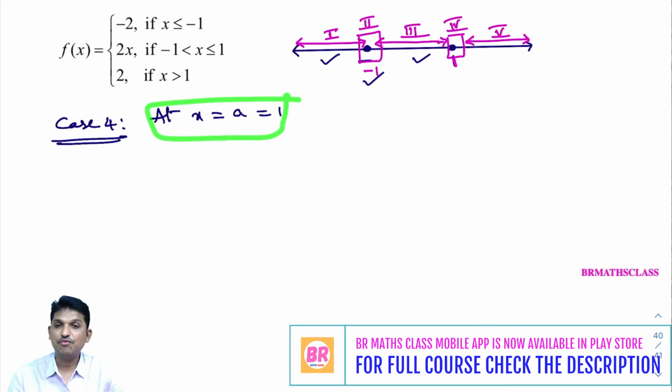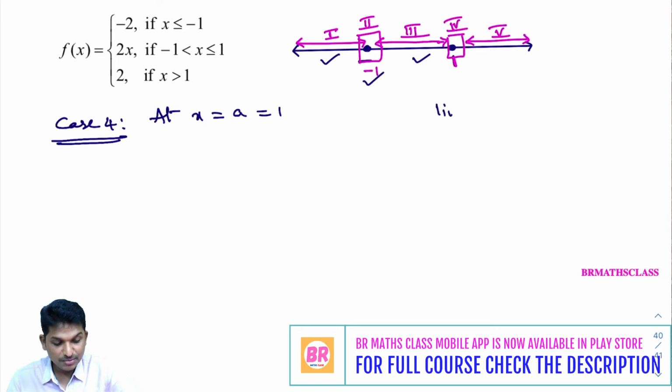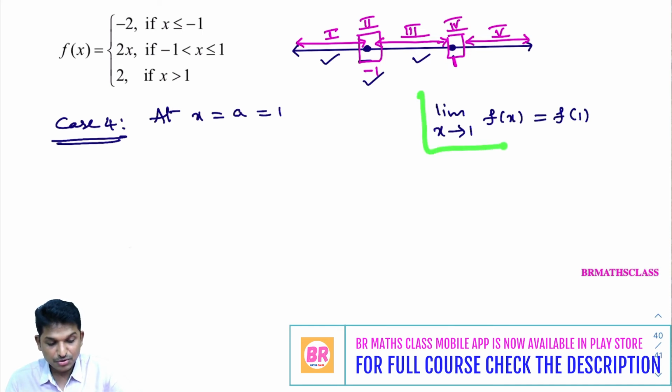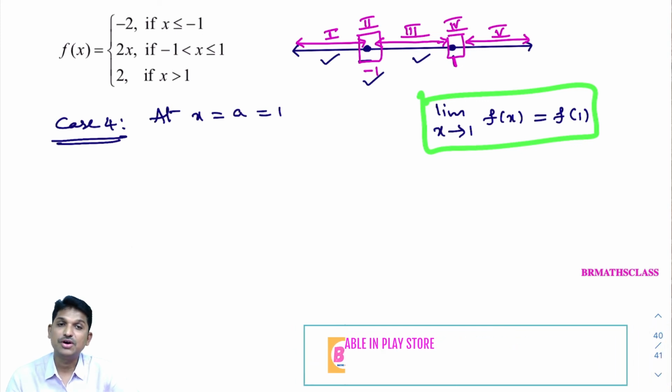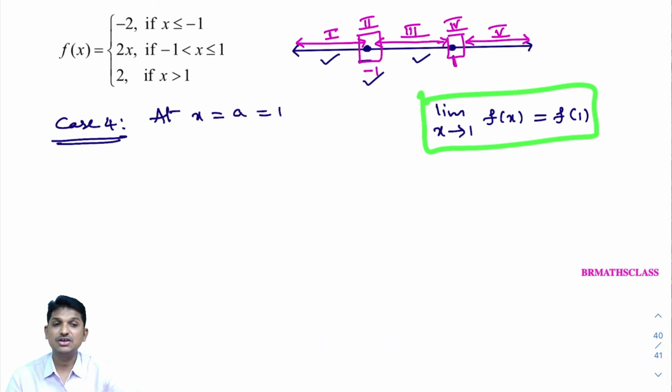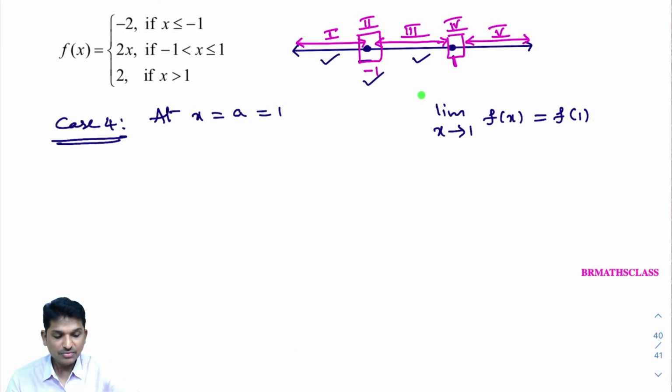When we say f of x is continuous at x equal to 1, very simple. Limit x approaches to 1, f of x equal to f of 1. Then we say that function is continuous at x equal to 1. So here I will calculate this. Limit x tends to 1, f of x.